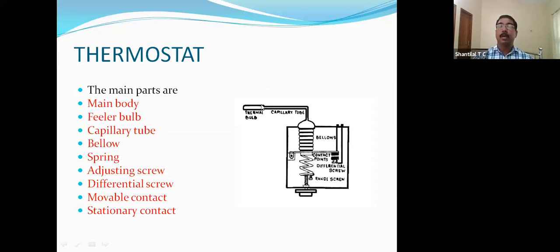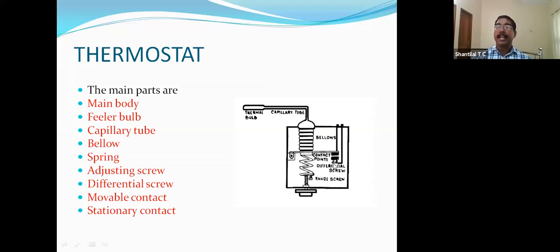So we have the feeler bulb, capillary tube, and bellow. Next, the contact points. The top one is known as the movable contact, and the bottom is known as the stationary or fixed contact point. This set of contact points is connected in series with the compressor motor in small systems.